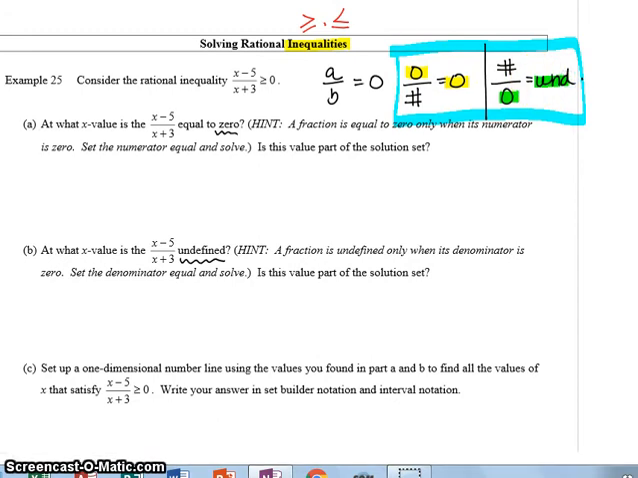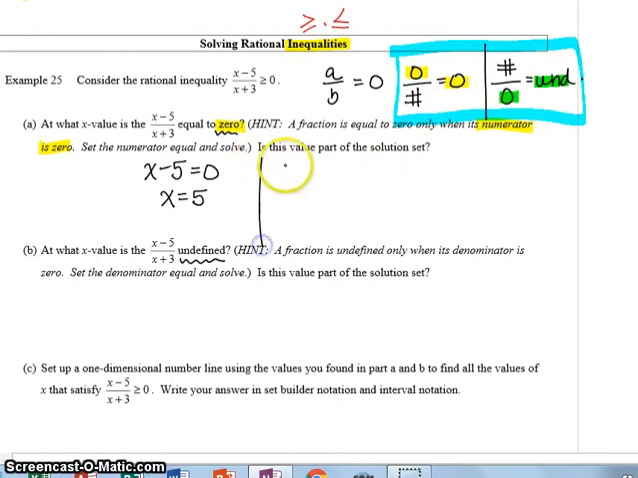So now when this says, when will it be 0? You know that that's when the numerator is 0. Okay, so what you're going to do, take the numerator, which is x minus 5, set it equal to 0. Again, only focusing on the numerator. And if you add 5 to both sides, you're going to get x equals 5. So now it says, is this value a part of the solution set?